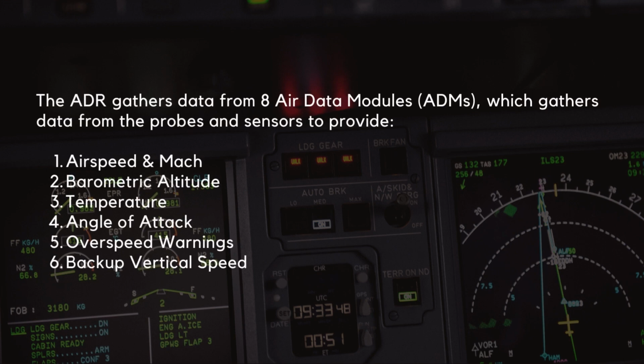The ADR gathers data from 8 air data modules, ADMs, which gather data from the probes and sensors to provide: 1. Airspeed and Mach, 2. Barometric altitude, 3. Temperature, 4. Angle of attack, 5. Overspeed warnings, 6. Backup vertical speed.